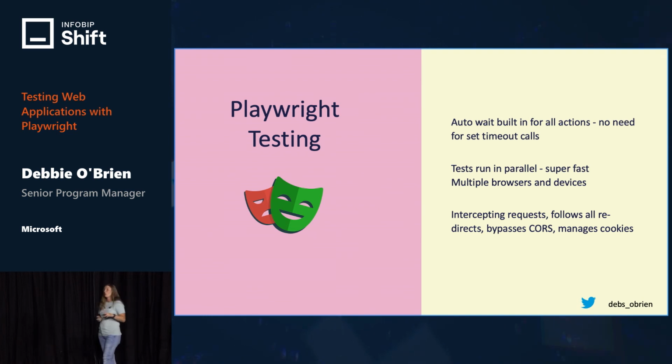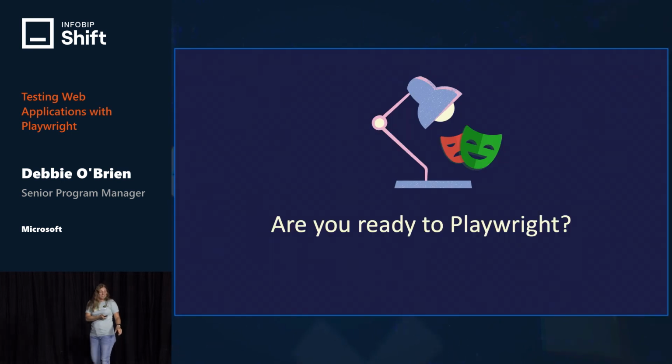You also have auto wait built in for all actions. You don't have to add any timeouts or do anything. It's just automatically there. There's no need to set that. Tests run in parallel, so it's super fast. Multiple browsers, we saw that. Devices, we saw that. Intercepting requests, it follows all redirects. It bypasses CORS and it manages the cookies for you. So when I rerun that test, the cookies, you can store them, you can do all that kind of stuff very, very easily. And that is Playwright test. So my question to you today, are you ready to Playwright?